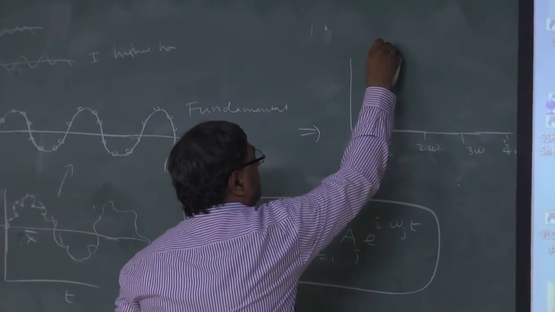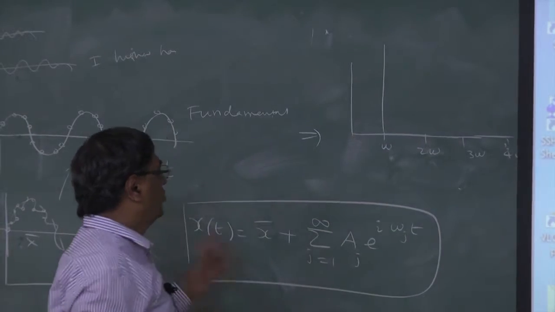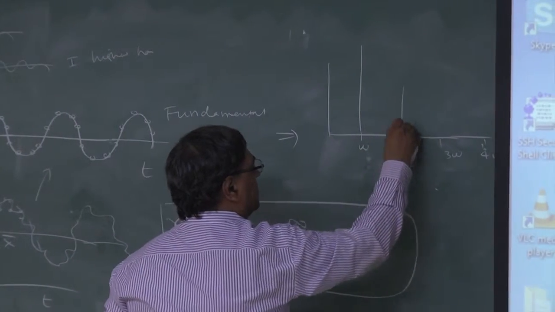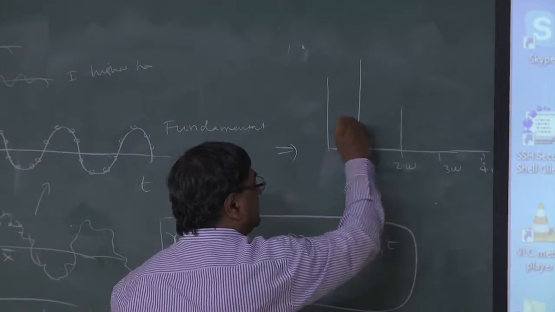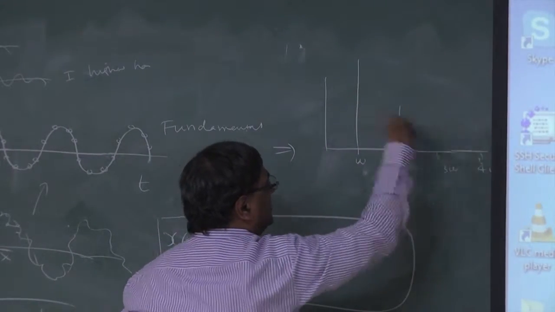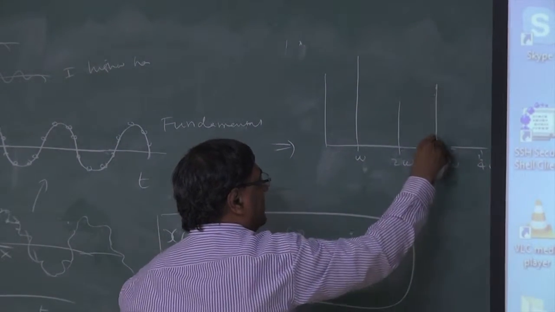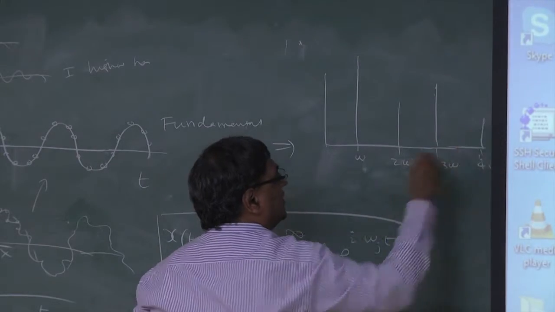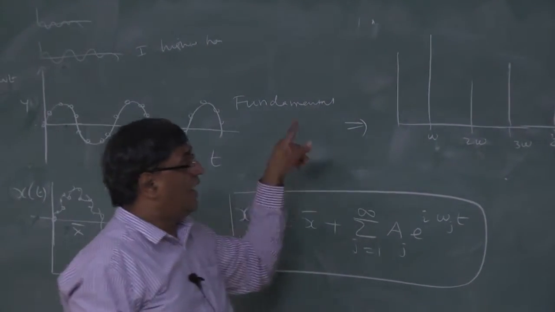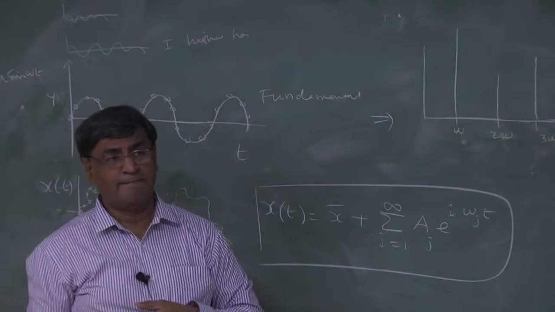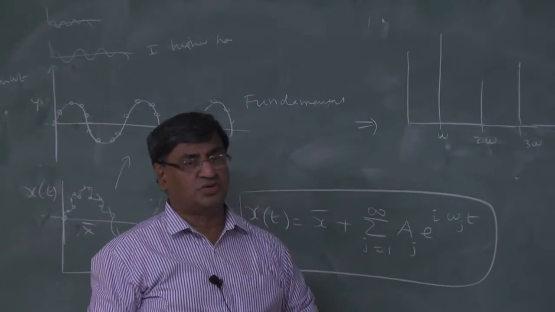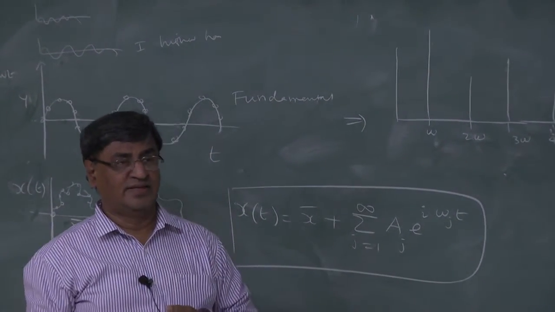Maybe that has a very high amplitude, 2 omega has a smaller amplitude, and so on. Not necessarily that you should always go in a decreasing kind of order. Something can be slightly more than this and so on. But there is a general principle that as you go towards infinity, that amplitude should go to 0. Otherwise the series will not converge.